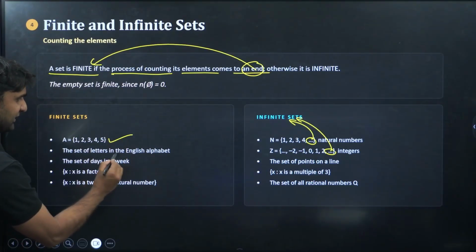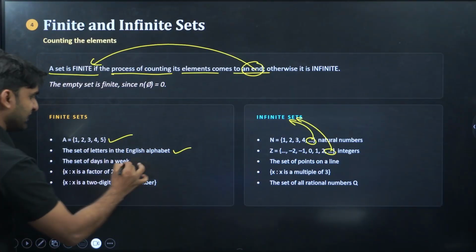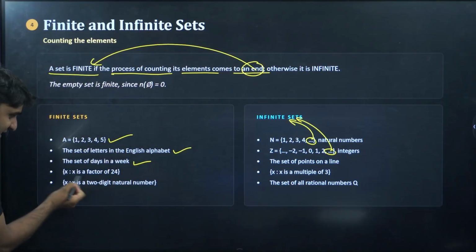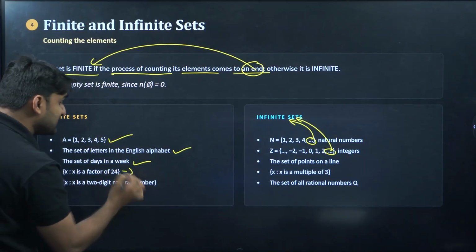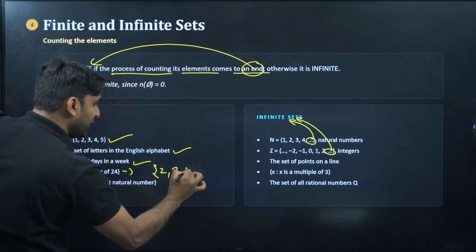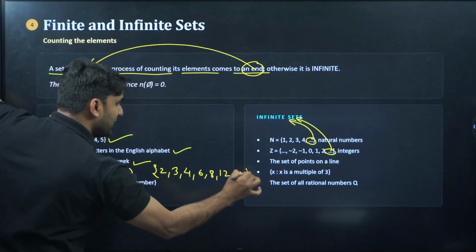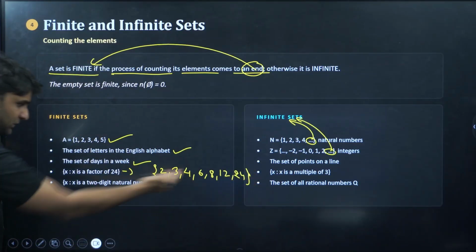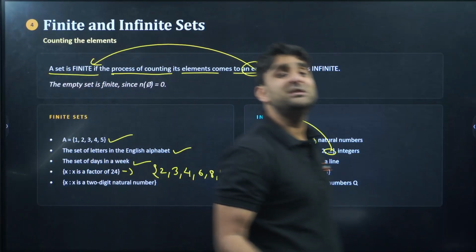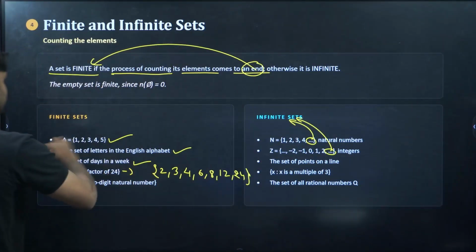The set of letters in the English alphabet, of course 26 letters, is finite. The set of days in a week, Sunday, Monday, Tuesday, Wednesday, Thursday, Friday, Saturday, is finite. X is a factor of 24: 1, 2, 3, 4, 6, 8, 12, 24. This is also finite. X is a two-digit natural number, meaning from 10 to 99. This is also finite. So all of these are finite.